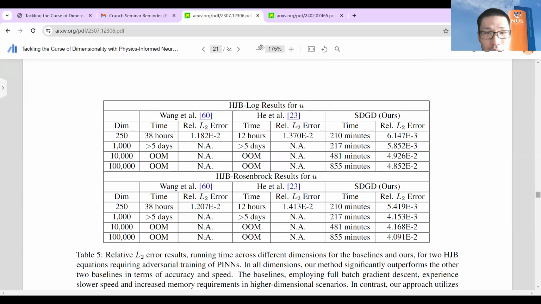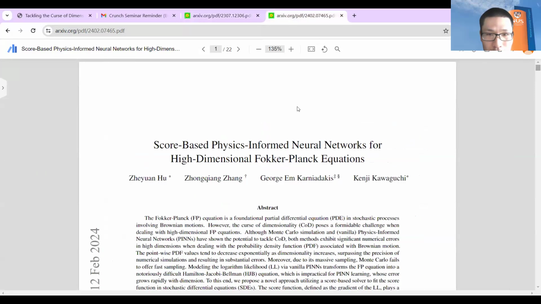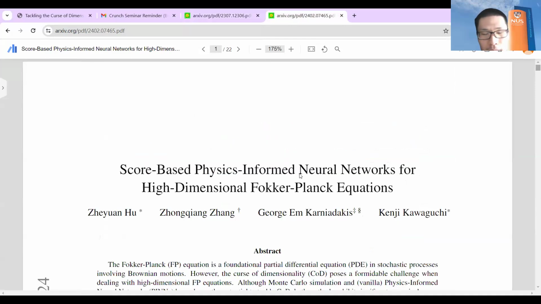Another thing I would like to talk about briefly is our recent paper called score-based PINN. In this score-based PINN, we also solve the high-dimensional Fokker-Planck equation. The Fokker-Planck equation describes a probability density, so we solve for a distribution. If we solve for the log distribution, which is the log likelihood, then the Fokker-Planck equation becomes the HJB equation.